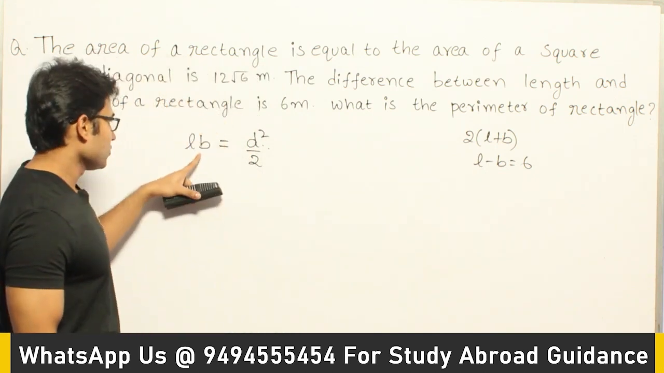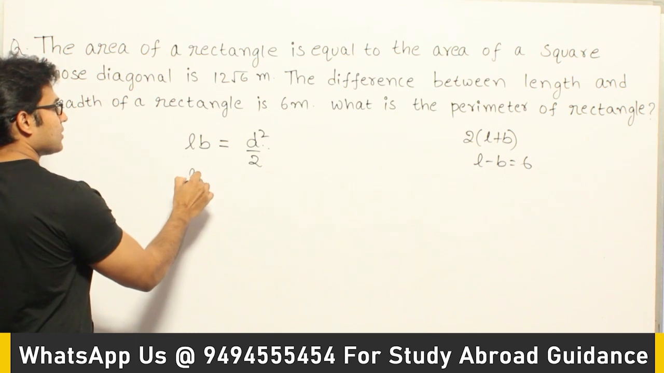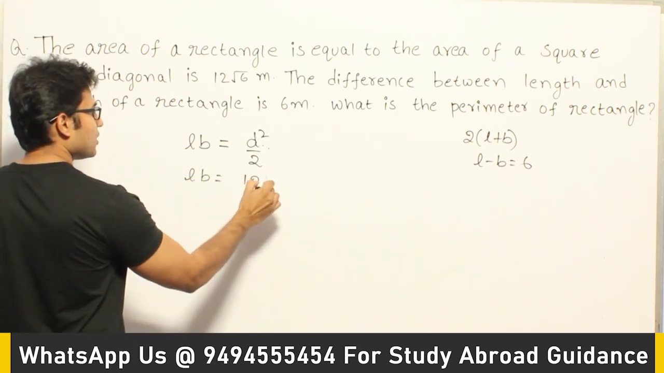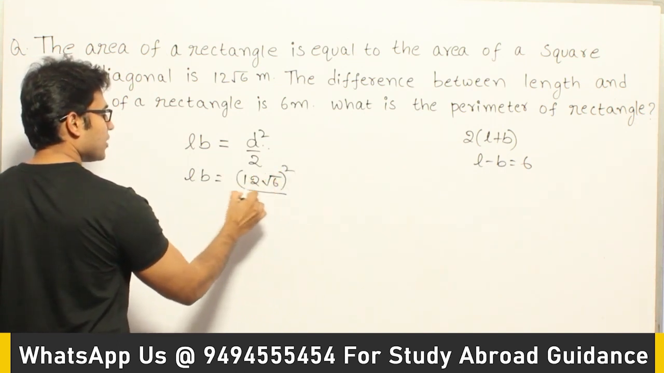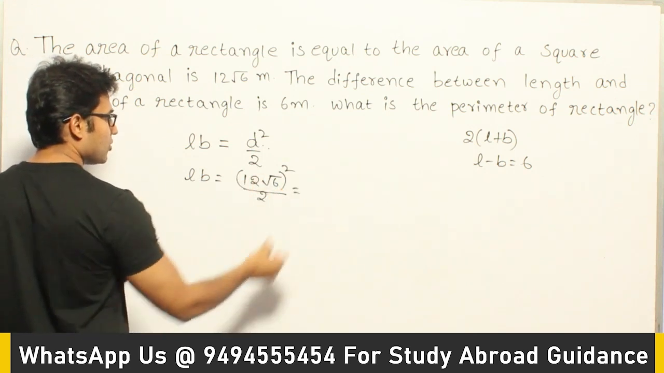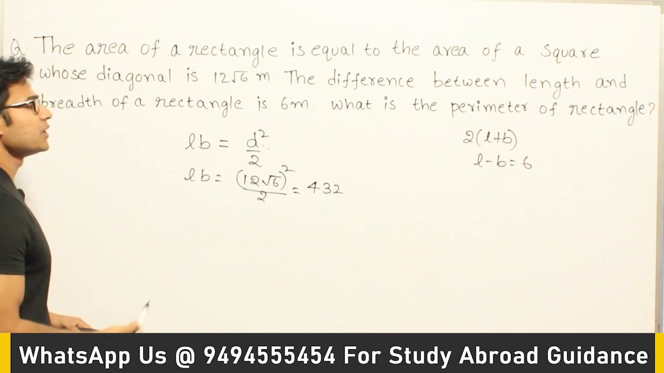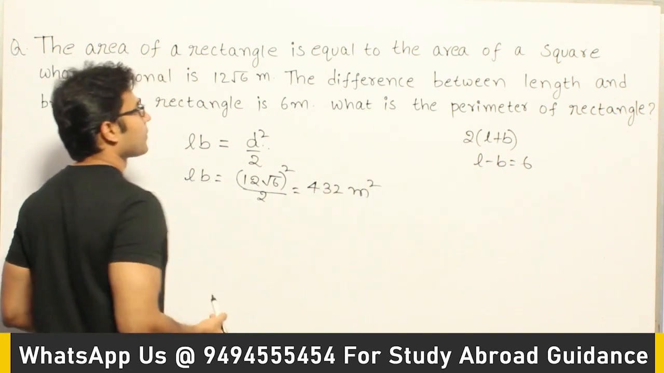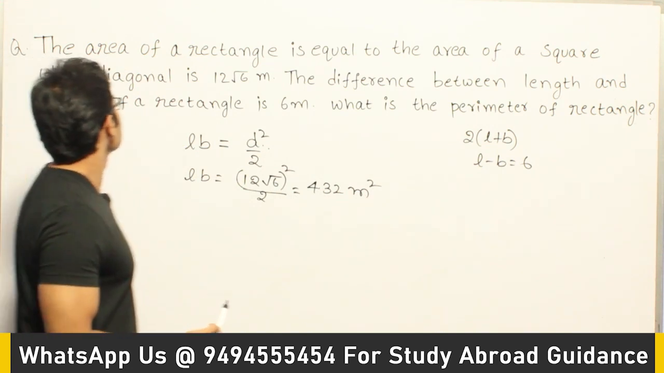Okay. Now let's try to see what L into B is. L into B is d square by 2. So d square by 2 is 12 root 6 whole square divided by 2. If you simplify this, you are going to get 432 square meters. This is L into B. And also we got L minus B, which is 6 meters.